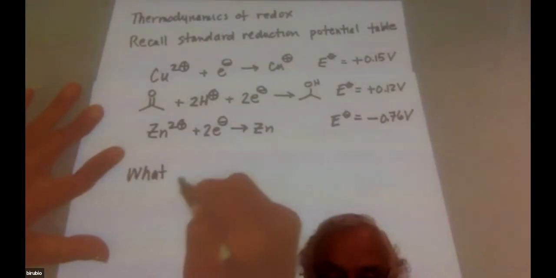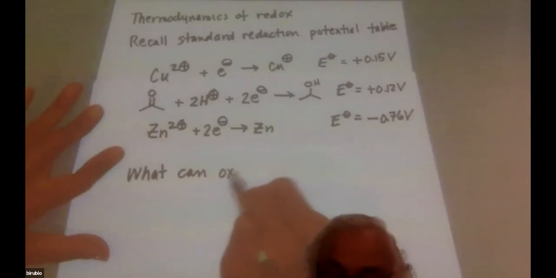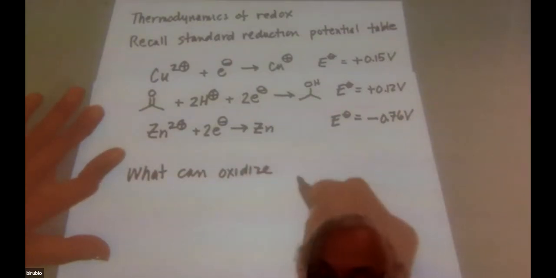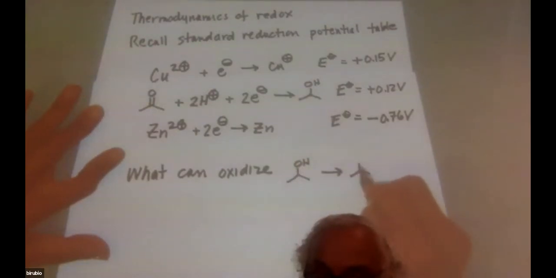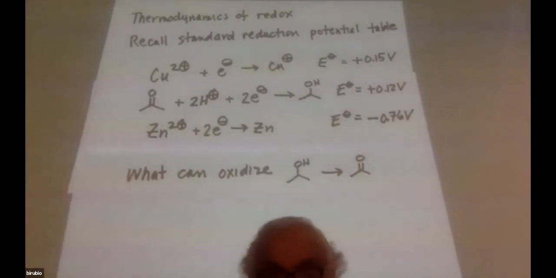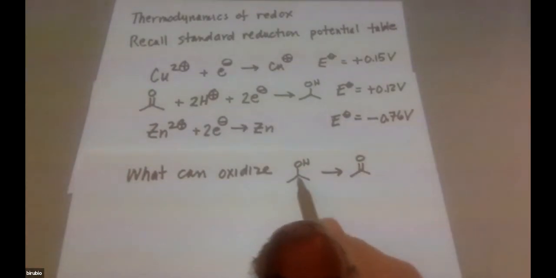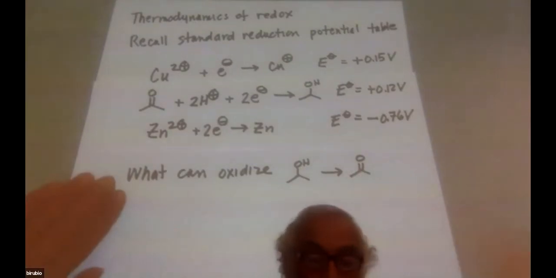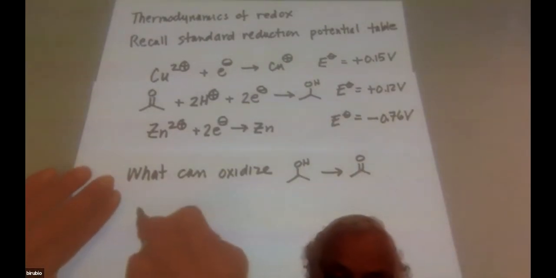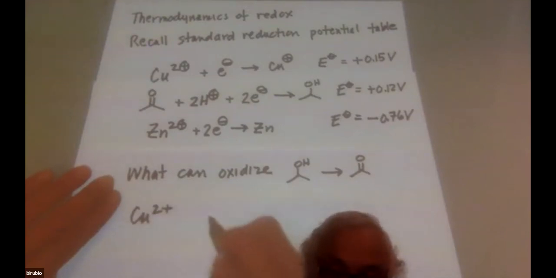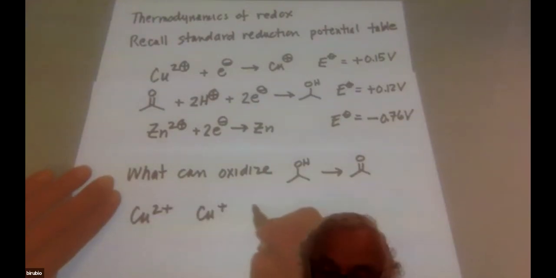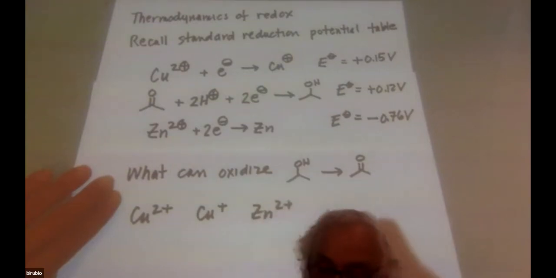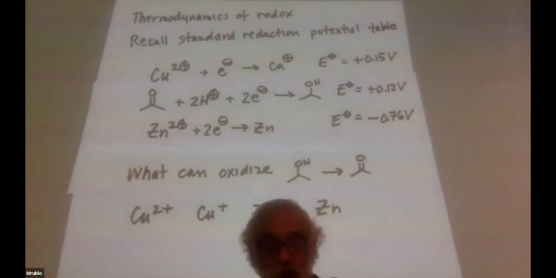What can oxidize the alcohol to the ketone, right? And that's an oxidation, because this carbon atom starts life with 1 bond to oxygen. It finishes up with 2 bonds to oxygen. That's one of the hallmarks of oxidation. So here again are your choices: copper 2+, copper plus, zinc 2+, and zinc metal.